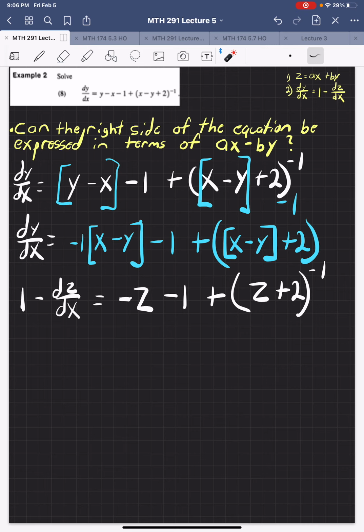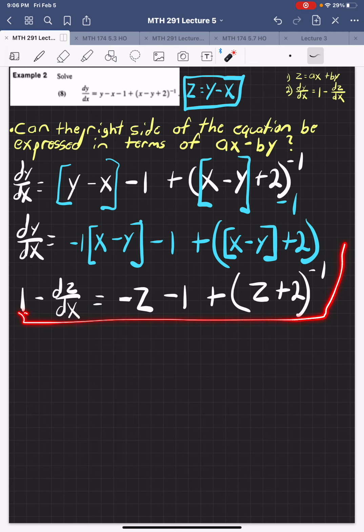I would always suggest that, if you use substitution, eventually you have to back substitute. So go ahead and write yourself the note that you have defined z to be y minus x. That's what you did for this problem. All right, well, guess what? Now we have a differential equation that is separable.